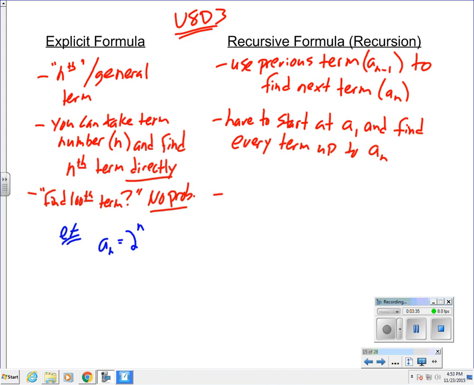So if the question was asking you to find the 100th term, and you had a recursion equation, your answer would be hell no. Think about that question. If you don't know whether you have an explicit or recursion equation, would you actually go through and find the 100th term?